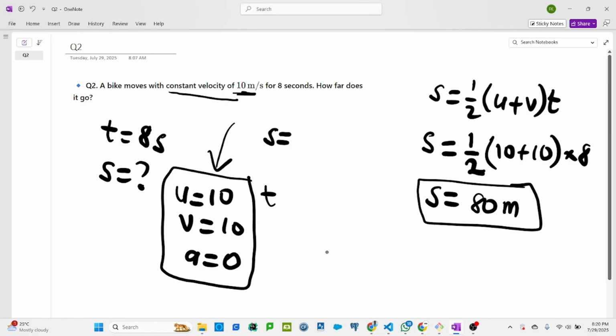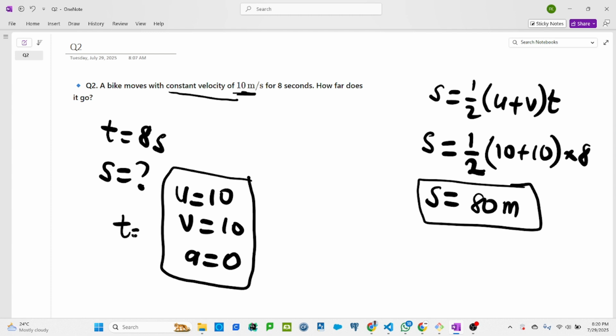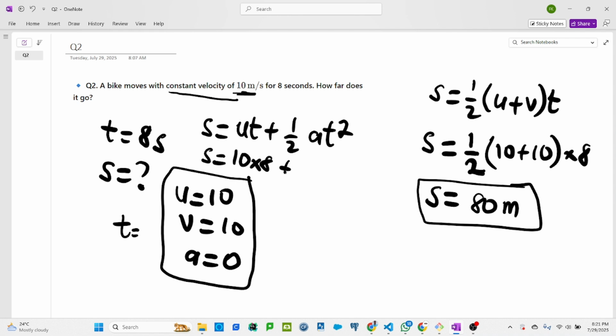So let's solve the other one using this equation. Kennedy, which equation do you think that we should use? I think I can use S is equal to ut plus half a t squared. So S is equal to u, which is 10, times 8, plus half times a. What's the value of a?